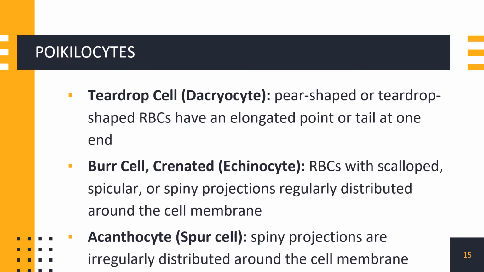The burr cell or the crenated cell, also called as echinocytes, are erythrocytes with scallop, spicular, or spiny projections regularly distributed around the cell membrane. A similar looking cell, the acanthocyte, also called as a spur cell, are red cells having spiny projections that are irregularly distributed around the red cell membrane.